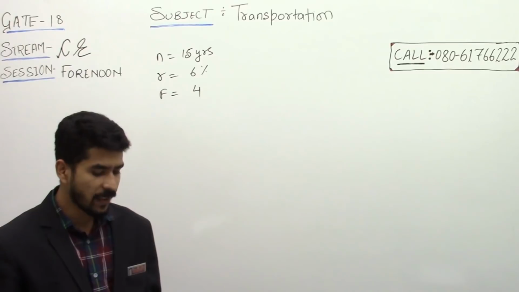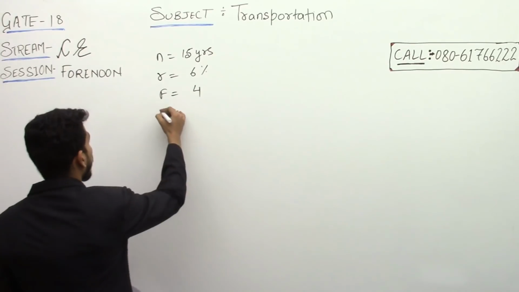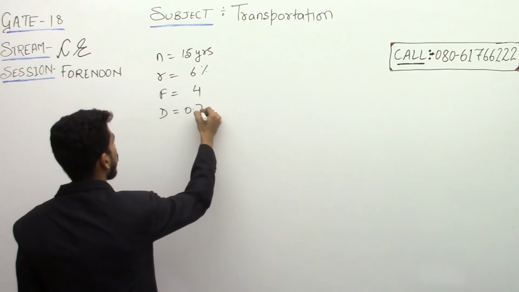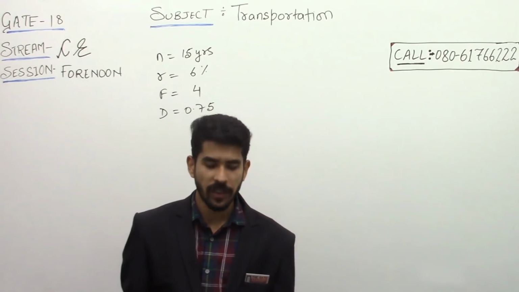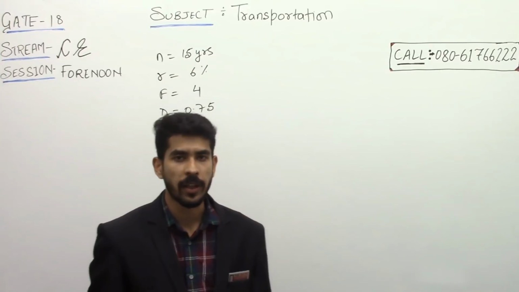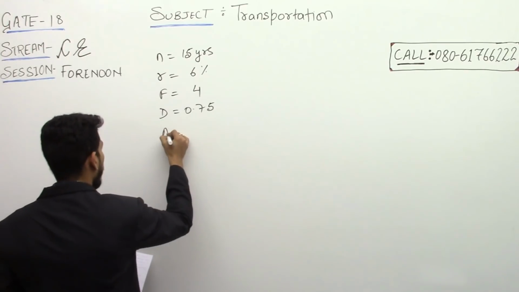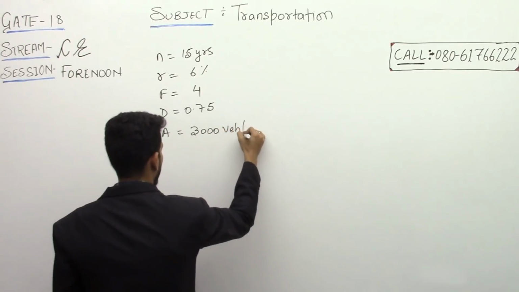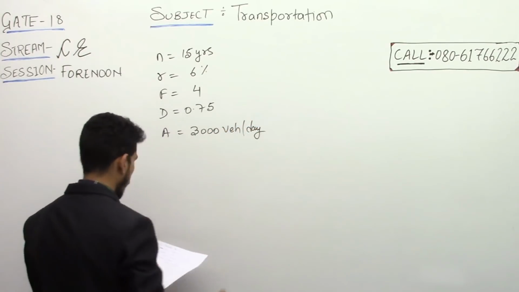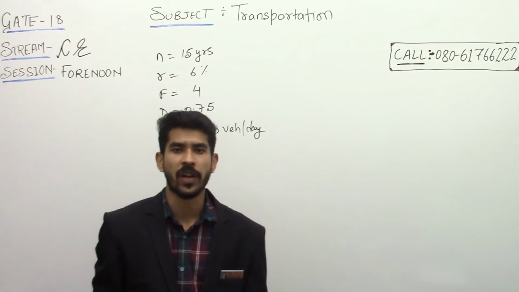Then he says lane distribution factor is also given. D equal to 0.75. Then he says the existing traffic is 3000 vehicles per day. That means A equal to 3000 vehicles per day. And he is asking us to calculate the number of standard axles.